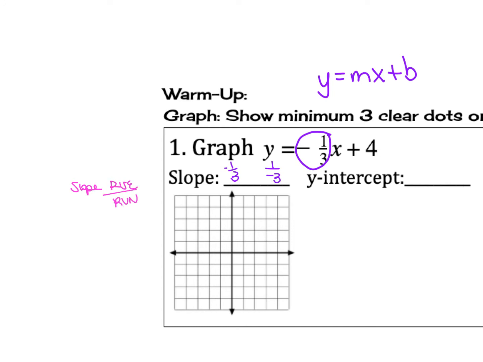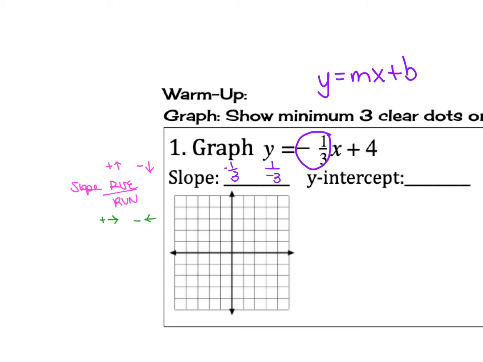With the top number, if it's positive, we're going to go up. If that number is negative, we go down. Now with the run, if it's positive, we're going to go to the right. If it's negative, it's going to go to the left. So writing it in these two ways will help remind us of which way to move.